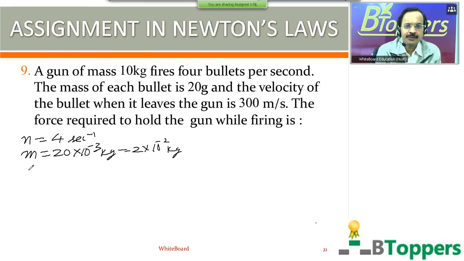So I choose the direction of the initial velocity of each bullet when it leaves the gun as the positive direction of the x-axis. So here, the change in the force on the bullets by the gun.